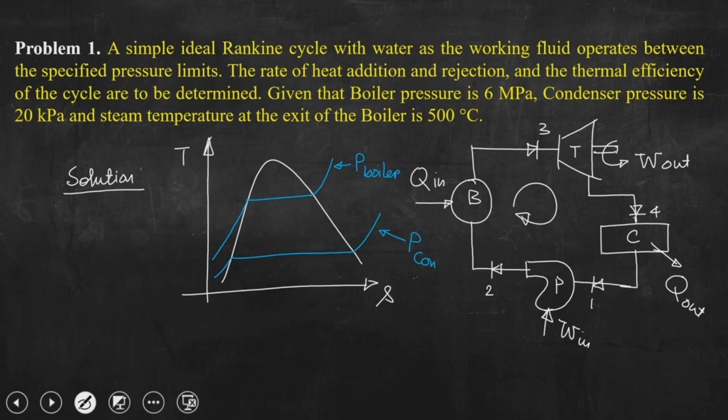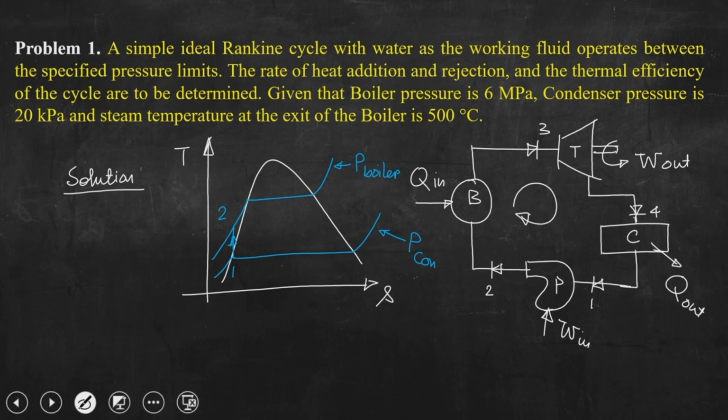Perhaps this is the line which is giving us a clue about the quality of steam at the exit of the boiler or at the inlet to the turbine. So, let us complete it first. So, this is point 1, this is point 2, and then we do not know whether point 3 will be on the saturated vapor line or it will be in the superheated regime.